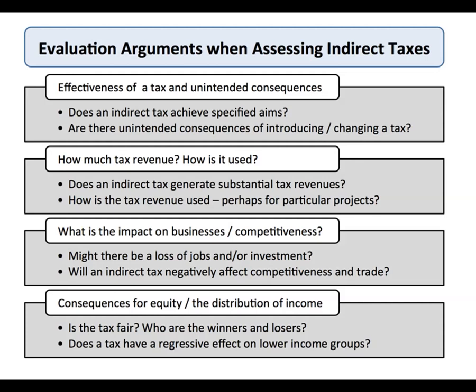What is the impact on the business, the competitiveness? Too often with tax, we think of the dangers to the consumers, but we also have to think about the companies who are producing these goods, that rely on the consumption of these goods in order to make a profit. That's the main objective of the firm. Might there be a loss of jobs and/or investment? If we place too much of a tax on these goods, firms will decrease their supply. Part of decreasing their supply is decreasing their demand for factors of production. Labor is one of the factors of production.